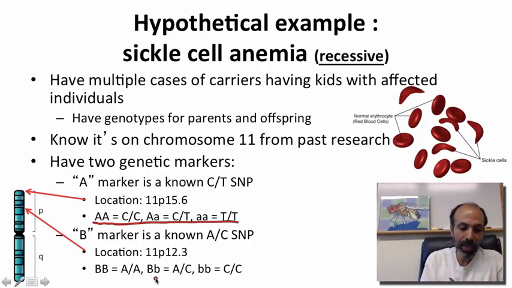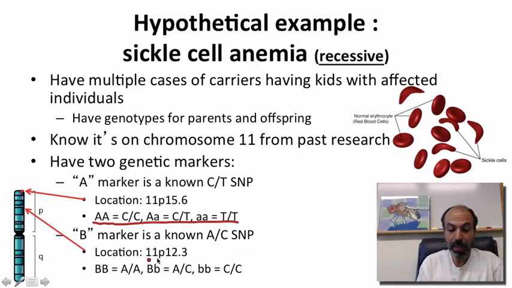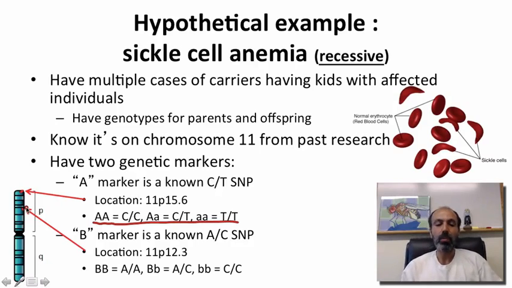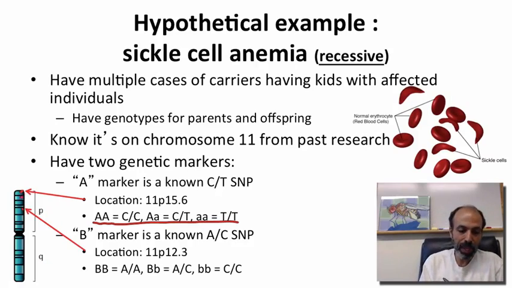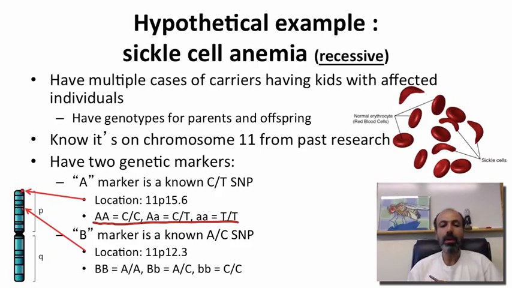The important thing is that A is over here on the chromosome, and B, in contrast, is a little bit lower down on the chromosome. So what are we trying to do? We're trying to see, is the gene causing sickle cell anemia between A and B? Is it down below B, or is it at that little area above A? That's what we're trying to figure out.